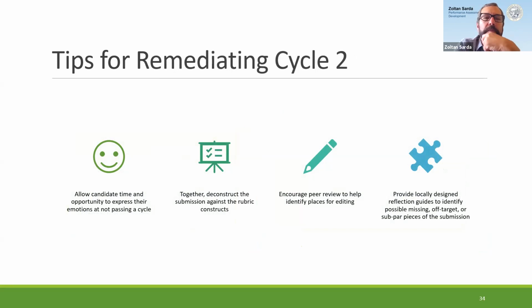Again, tips for remediating. If a candidate did not pass a cycle, really help them process that. It's a difficult thing. They're juggling so many things as young teachers, so really provide that emotional support. Again, we've talked about this in multiple ways, but really deconstruct the submission. That's really critical, thinking like an assessor. An assessor is going to deconstruct the submission based on the constructs in the rubrics, so guide them through that process as well.